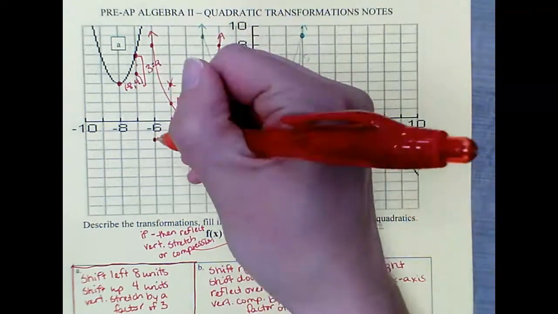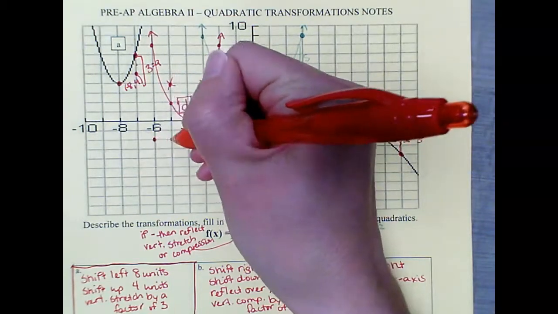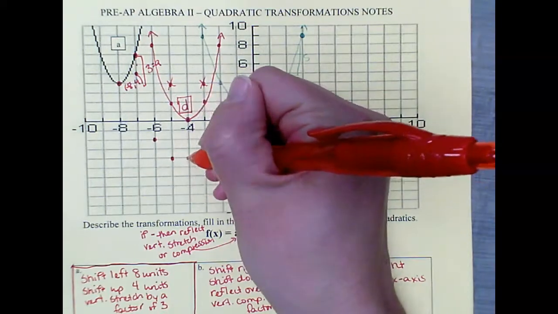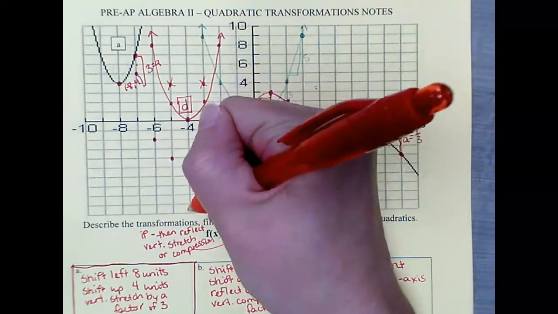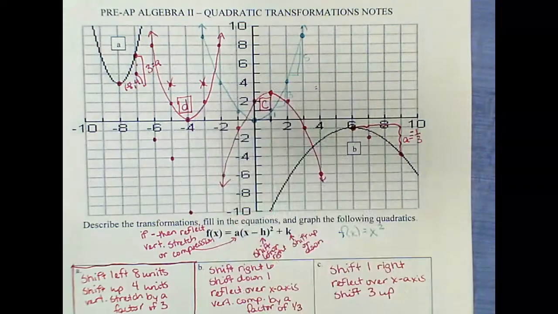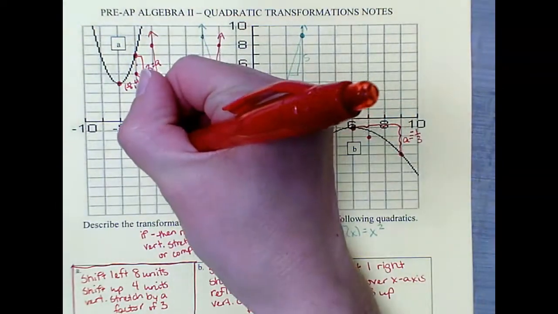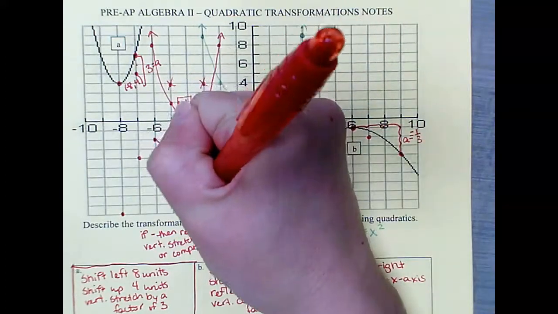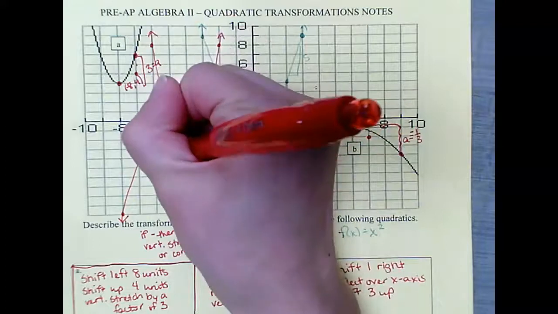So let's do that stretch. Instead of over 1 down 1, it's over 1 down 2. Instead of over 1 down 3, it's over 1 down 6. 1, 2, 3, 4, 5, 6, and I don't have any more space. So let's do it on the other side. Over 1 down 2, over 1 down 6. And this is the graph for problem E.